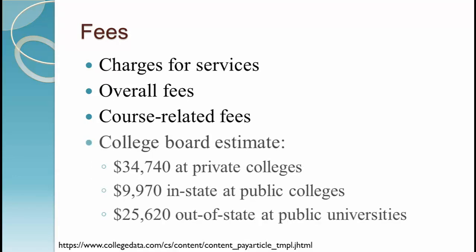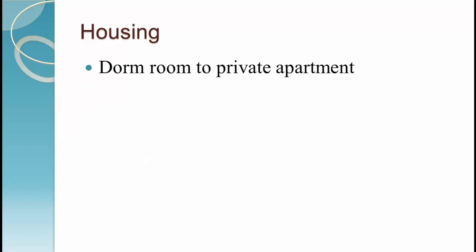Tuition and fees combined are what people think about when they think about college costs. According to the College Board, the average cost of tuition and fees for the 2017-2018 school year was $34,740 at private colleges, $9,970 for in-state residents at public colleges, and $25,620 for out-of-state residents attending public colleges.